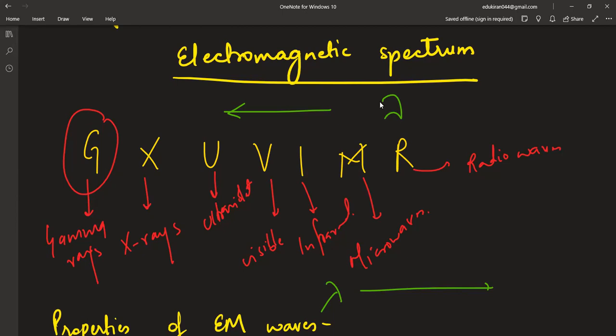Even if you look at the table that I've shared with all of you, you will see the frequency values are mentioned. Just go by the powers of 10. Don't remember the entire value. If you start with radio waves, it is 10 to the power 4 to 10 to the power 8. Then for the gamma rays, 10 to the power 18 to 10 to the power 22.